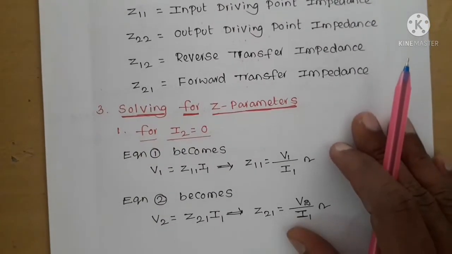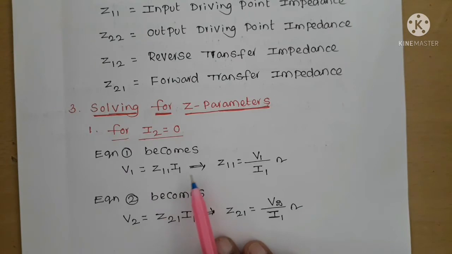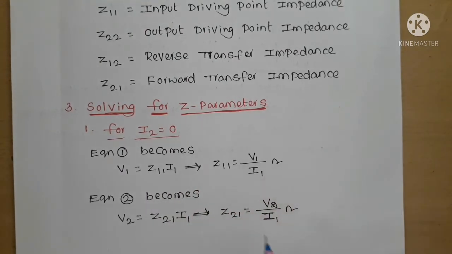If you make I2 equal to 0, equation 1 becomes V1 equal to Z11 I1, which in turn gives Z11 equal to V1 by I1 ohms. Similarly, equation 2 becomes V2 equal to Z21 I1. From that, Z21 equal to V2 by I1. So V1 by I1 is Z11 and V2 by I1 is Z21 when I2 equal to 0.